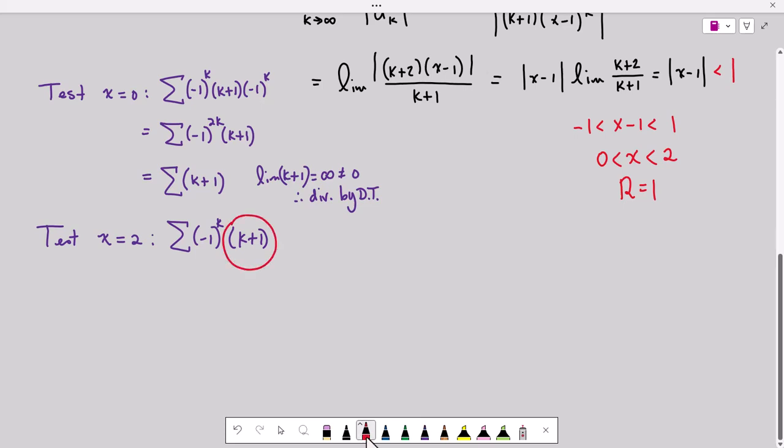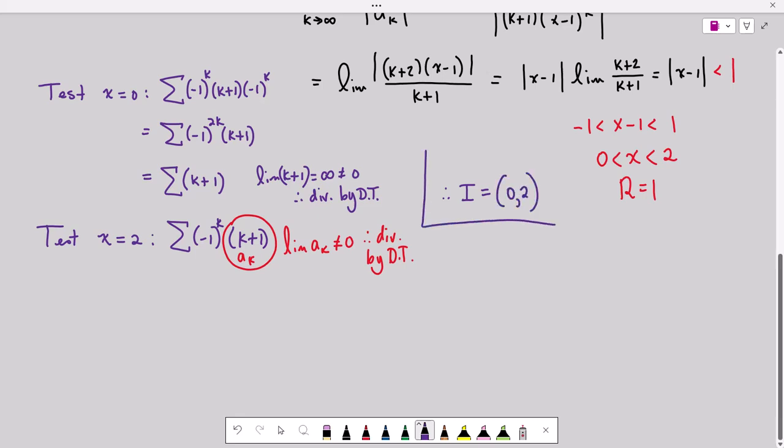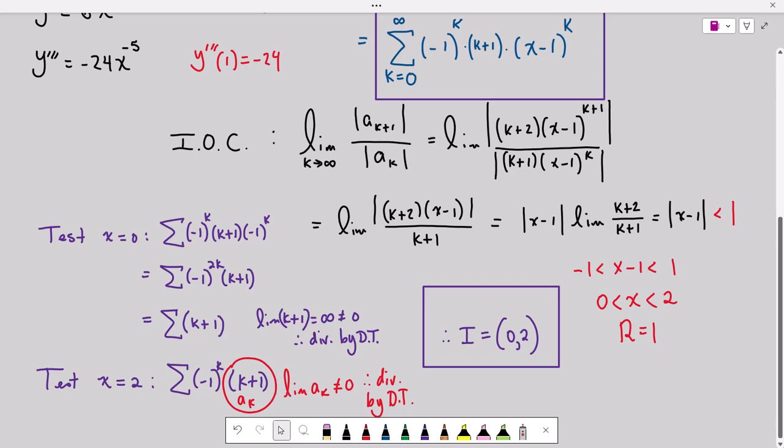This is a sub k. This is alternating, right? For an alternating series, this is a sub k. So once again, the limit of a sub k is not equal to 0. Therefore, it diverges by the divergence test. The limit of a sub k is not 0. Divergence. So our conclusion here is that the IOC does not include any endpoints. So that is our interval of convergence for that power series.